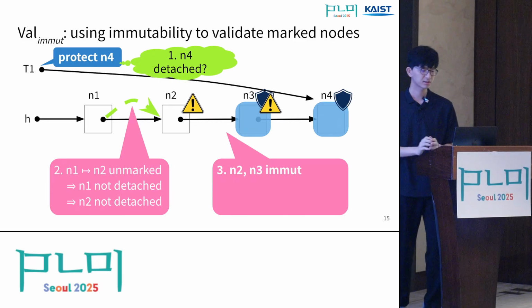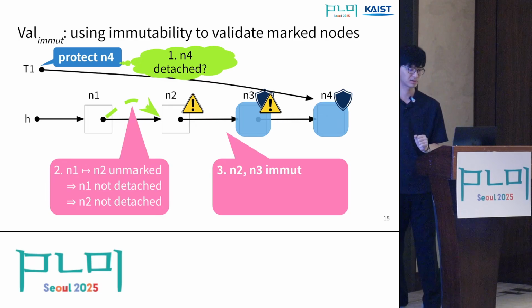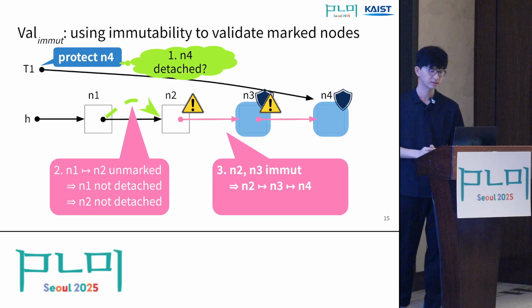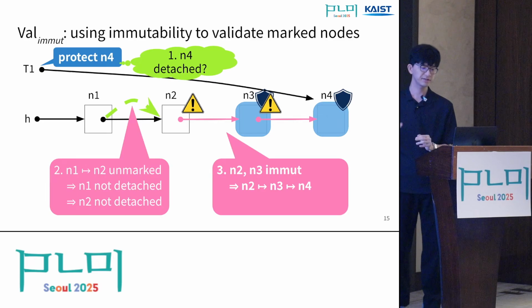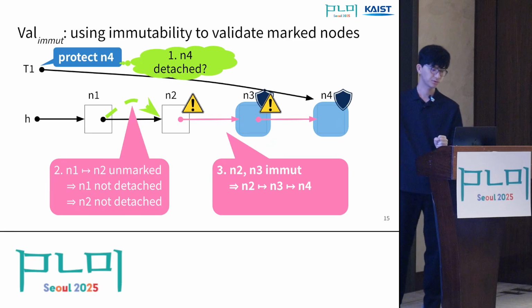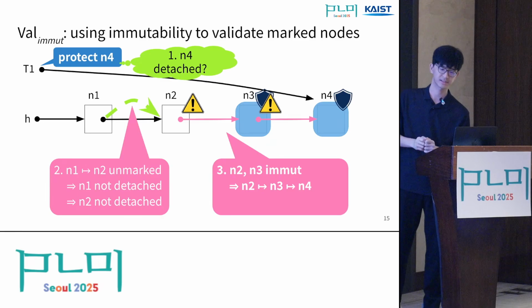And here comes our key observation. During T1's traversal to node 4, it should have seen that node 2 and node 3 were marked, hence immutable. In particular, this means that T1 can learn that even without directly checking the mark of node 2 and 3, node 2 will still point to node 3, and node 3 will still point to node 4 as they are immutable.